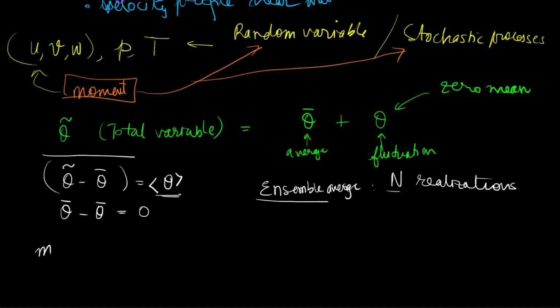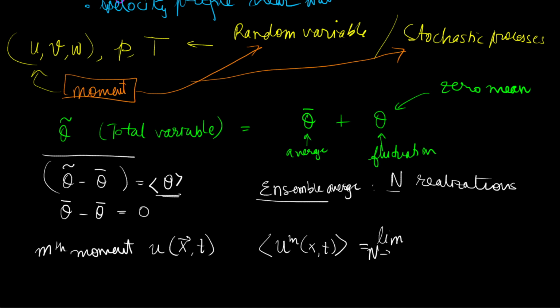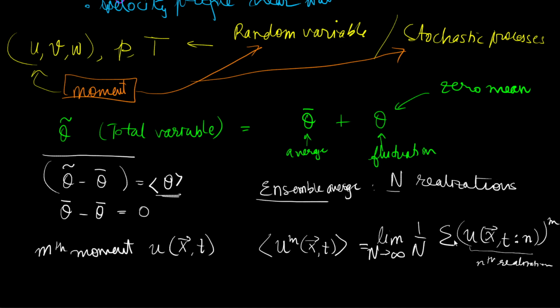In particular, the mth moment of the variable u, which can in general depend on x and time, is written as u to the power m of x comma t. It is defined as limit n tends to infinity of 1 over n summation of u x comma t for the nth realization, where this colon n means this particular signal for the nth realization. This entire thing has to be raised to the power m, and the summation of n goes from 1 to capital N. So this is the formal definition of a moment in terms of an ensemble average.